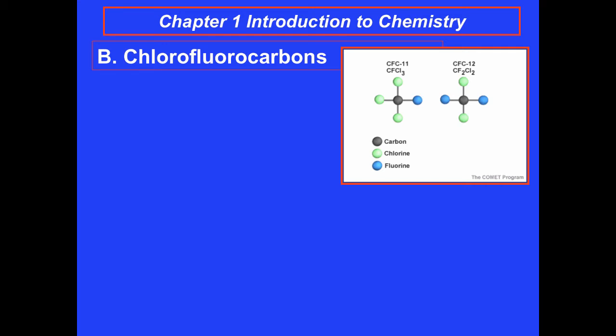Chlorofluorocarbons are the other chemical that we are going to discuss. If you look at the diagram at the right, you can see that the chlorofluorocarbons are made up of a central carbon atom, shown in black, that is bonded to some chlorine atoms shown in green. That's also where the chloro part of the chlorofluorocarbon comes from, and at least one fluorine atom, shown in blue here, and that's where the fluoro part of the name comes from.